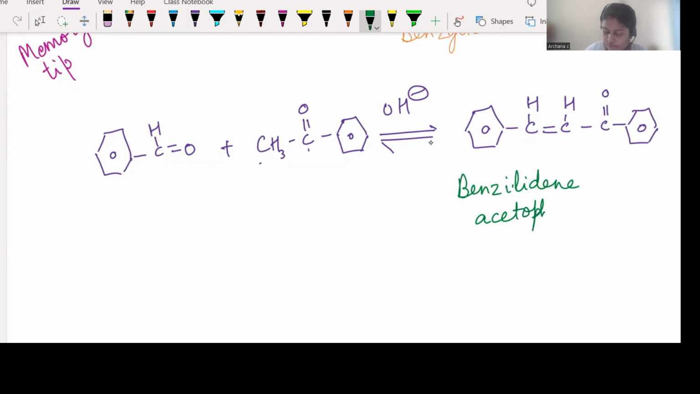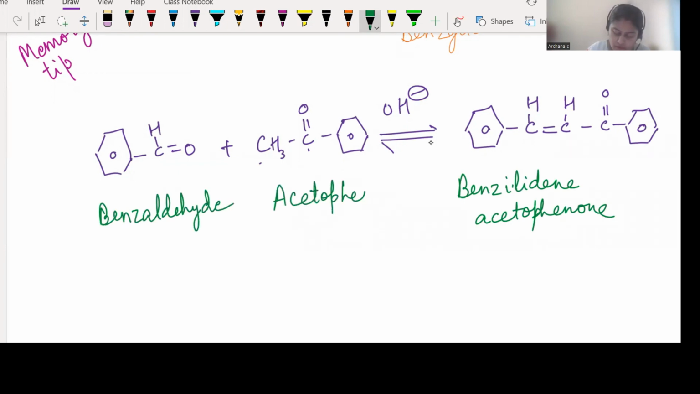So I begin with benzaldehyde and this is acetophenone, and I end up with benzylidene acetophenone. So that is all about the aldol condensation and crossed aldol condensation.